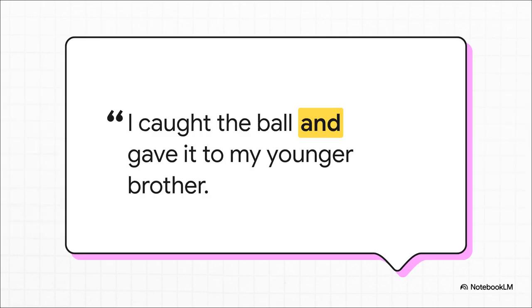First up, the compound sentence. This is your first level up. You're literally just taking 2 of those SVO blueprints and gluing them together. So you take one complete thought, like I caught the ball, and another one like I gave it to my younger brother, and you connect them with the simple word like and. 2 simple sentences become one bigger compound sentence.